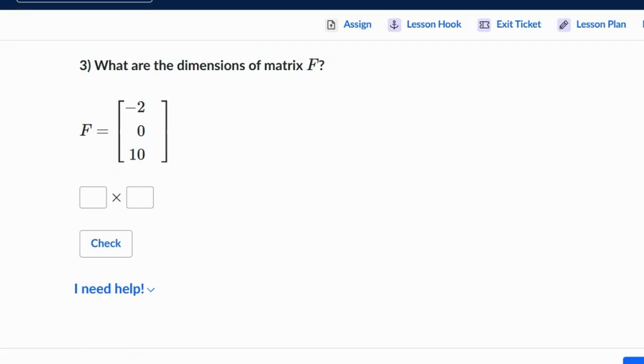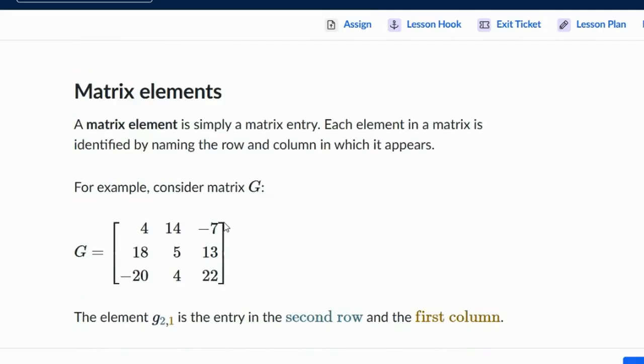3 by 1, this is not going to trick you guys up. Yeah, there are 3 rows: 1, 2, 3, 3 rows. But there's only 1 column in numbers. That's pretty simple. 3 by 1, 3. Check. That's absolutely correct.